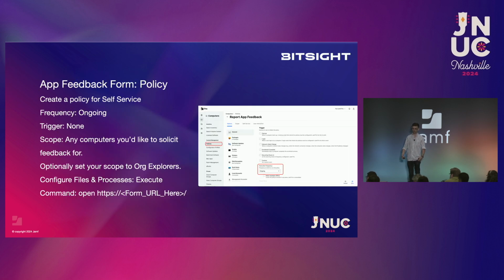So here's a rundown of what that feedback form for a policy setup would look like. It's really just as simple as configuring a files and process step with an execute command option, and then you can just do open and then paste your URL. So we basically use our ticketing system to gather that information. Users will fill out that form. They'll select which app is giving them issues, drop a comment on what's going on, submit it, and then that'll open a ticket in our instance for our support channels.